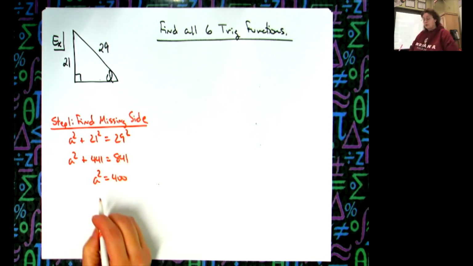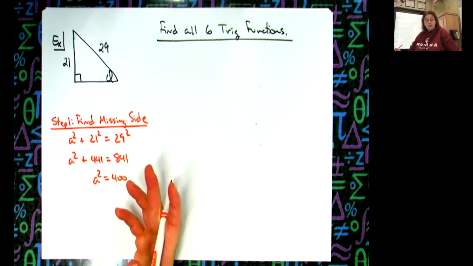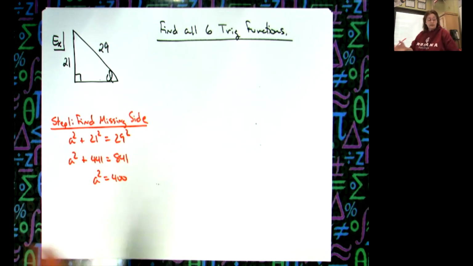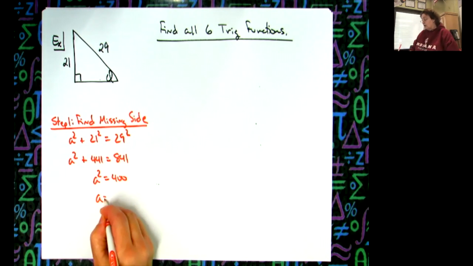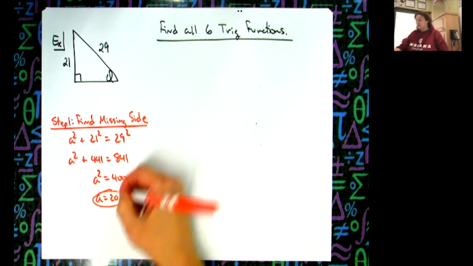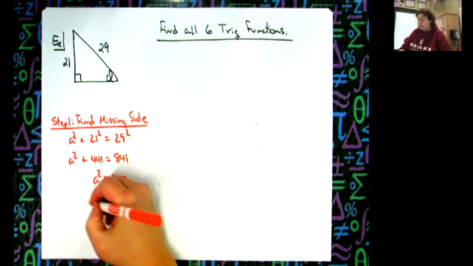If I take the square root of both sides, it would normally be plus or minus, right? But this is a side length, so we only need the positive value. So a equals 20. So this one actually comes out to be a nice 20.